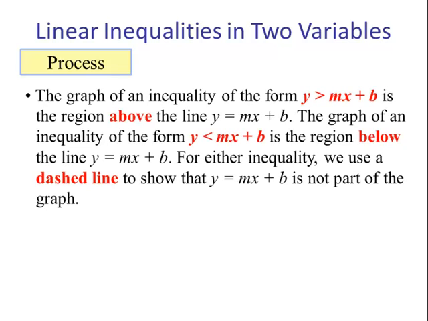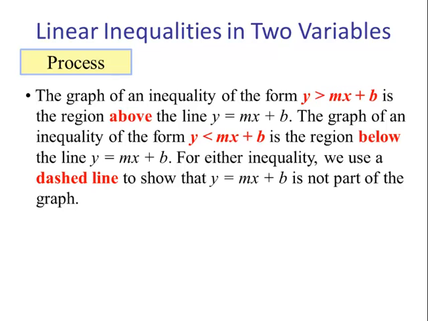The graph of an inequality of the form y is greater than mx plus b is a region above the line y equals mx plus b. The graph of an inequality of the form y is less than mx plus b is the region below the line y equals mx plus b. For either inequality, we use a dashed line to show that y equals mx plus b is not part of the graph.